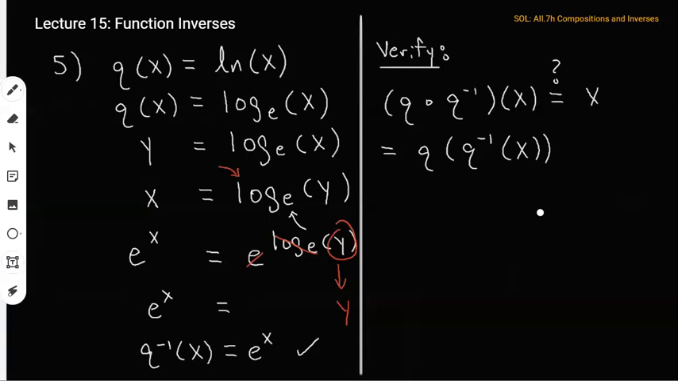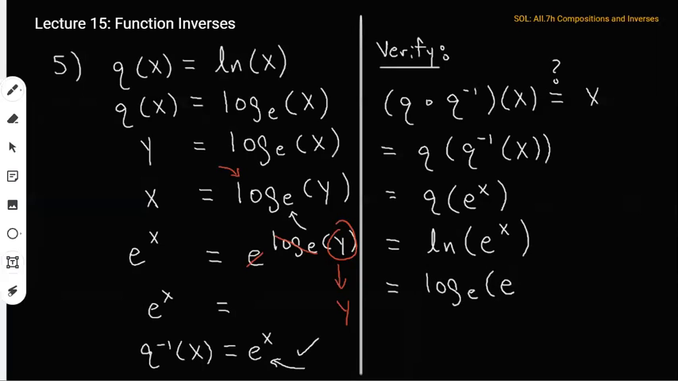Notice that q inverse is on the inside, q is on the outside. We know that q inverse of x was e to the x power. I found that down here. So I'm going to put that on the inside. And now I'm taking my original function q of x and evaluating it at e to the x power. So I'm going to get the natural log of e to the x power. We know that natural log is the same thing as log with a base of e. So I can rewrite my natural log as log base e. And then the two bases are going to cancel each other out.